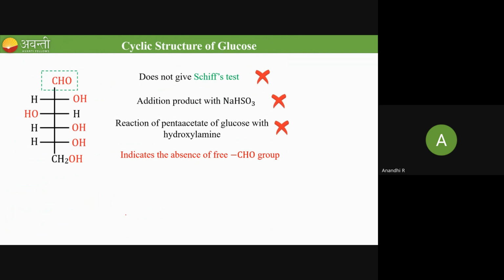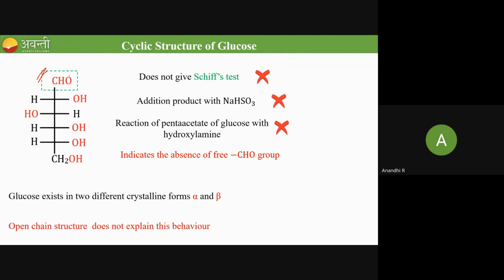In the open chain structure, we have a free CHO and the reaction occurs at the CHO, and that's why we are getting the product. The cyclic structure doesn't have this free CHO, so the reactions which have to occur at the position of the aldehyde group will not occur, and those are these three reactions. The cyclic structure of glucose exists in two different crystalline forms called alpha form and beta form. The open chain structure does not explain this alpha and beta form behavior. That's why we are moving to the cyclic structure of glucose.